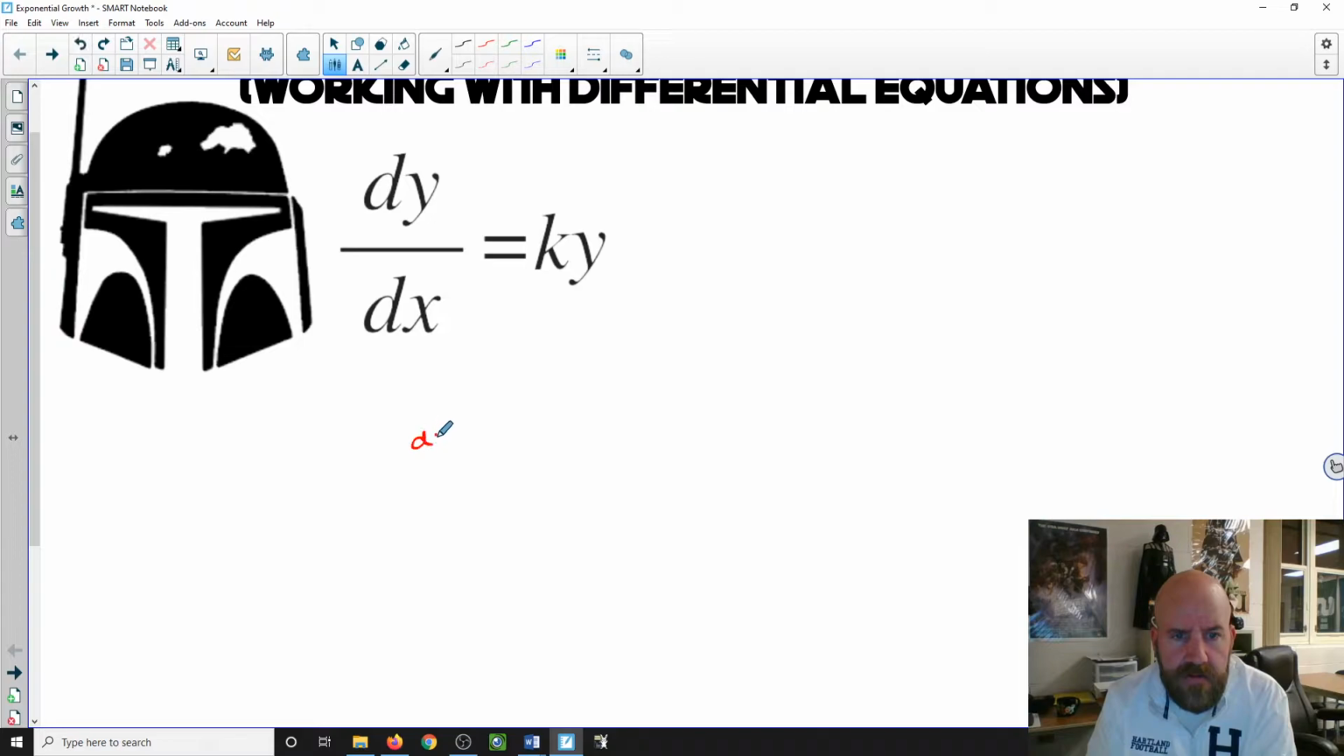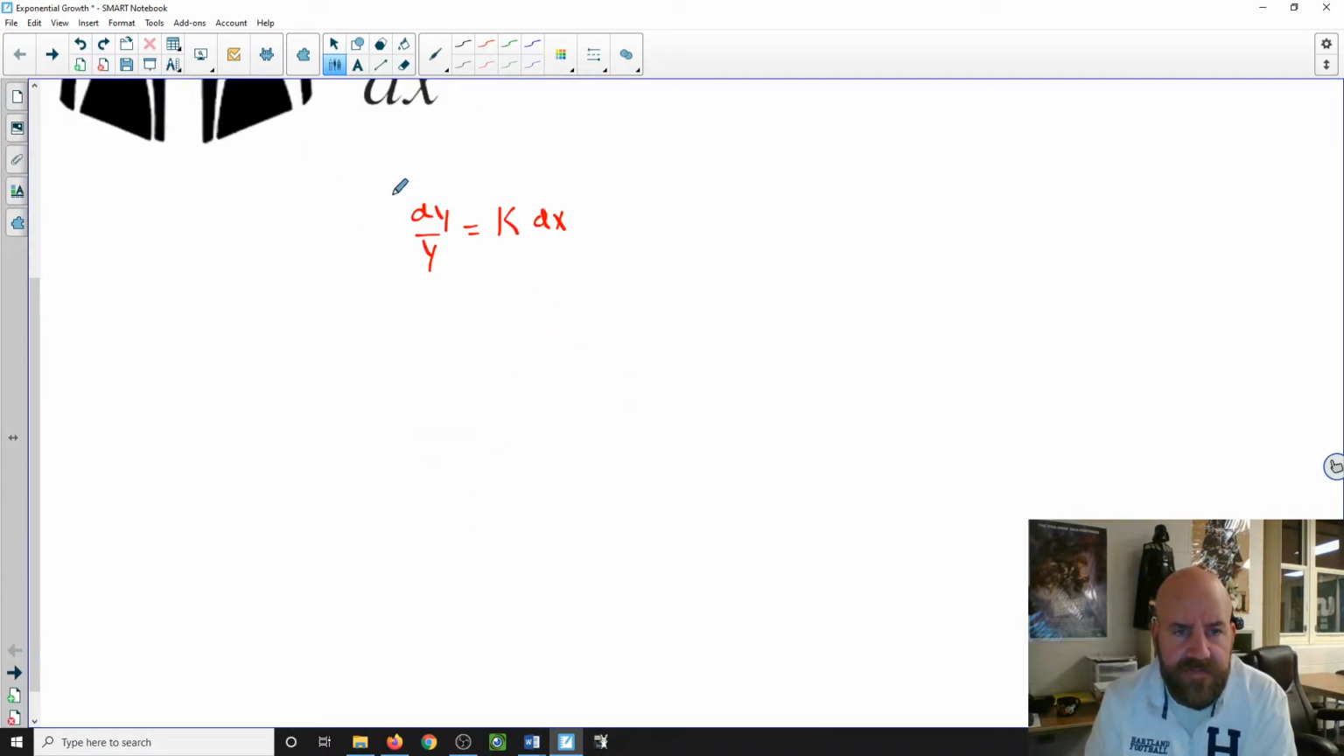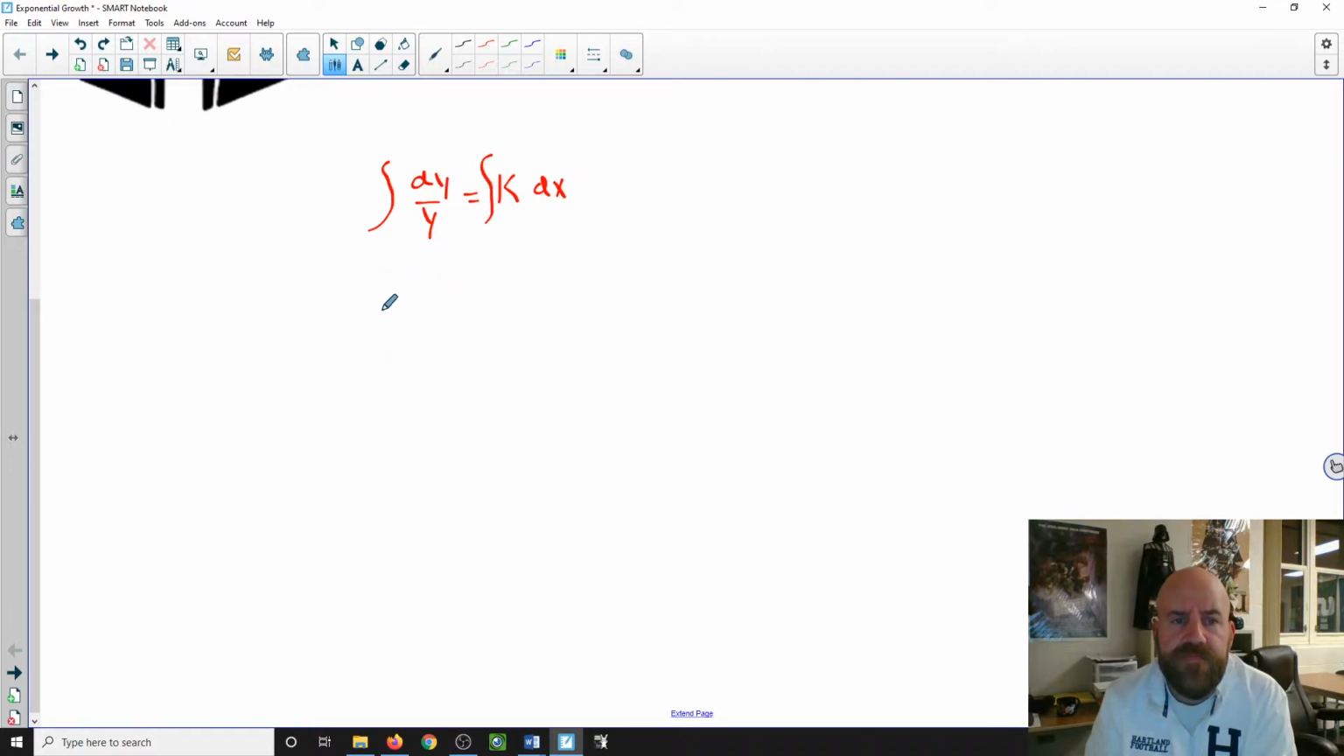we would move the y's together and the x together. So now we can go ahead and take the integral of both sides. So if we integrate both of these, we end up with natural log of y equals kx, and then plus c.